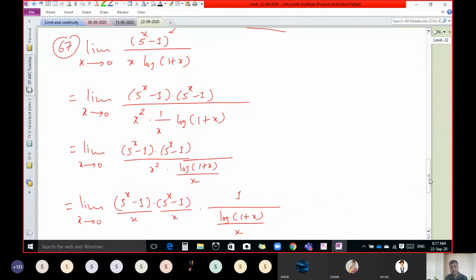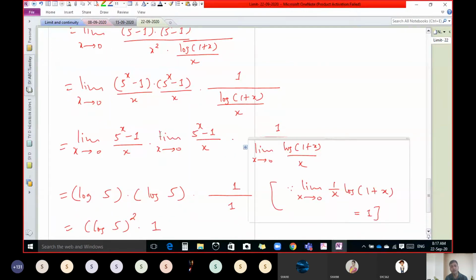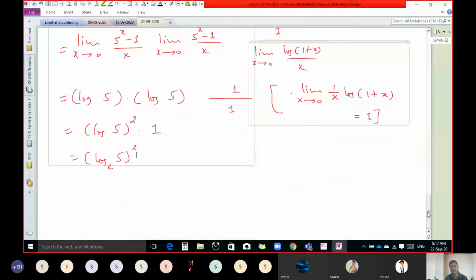x square into 1 upon x. Correct. Instead of x, you would write x square into 1 upon x, and then you can split. Once you get this idea, you can split x square as x into x, and the remaining term you can consider as a separate question. The answer of that separate question is known, and the answer of these two terms is also known, so we get the final answer. So this is a good question.